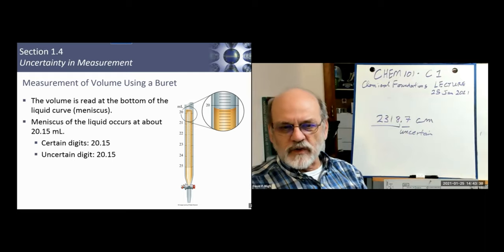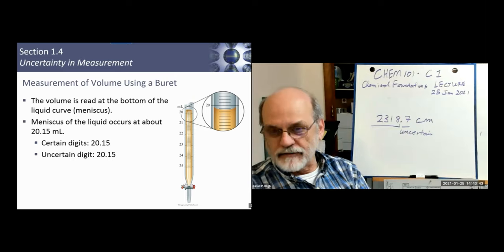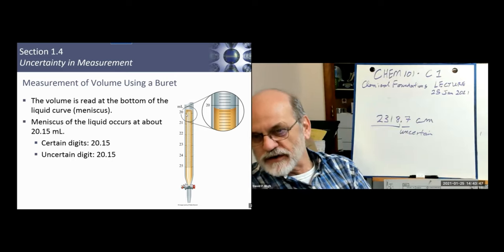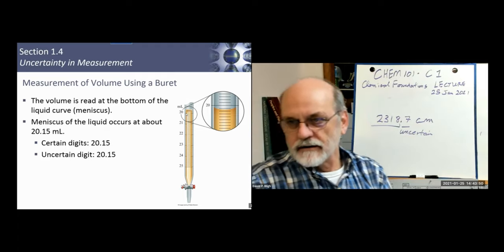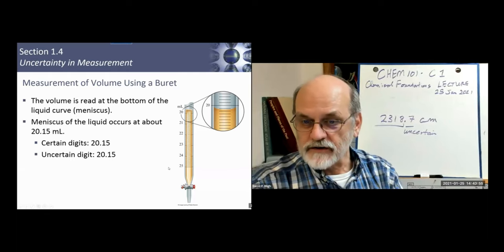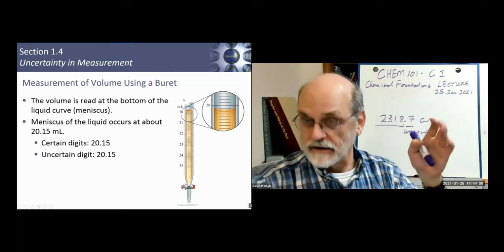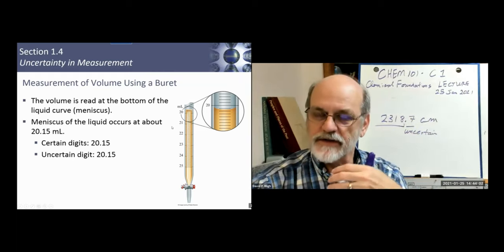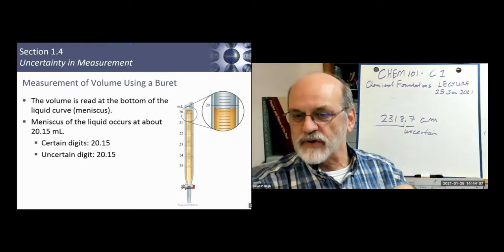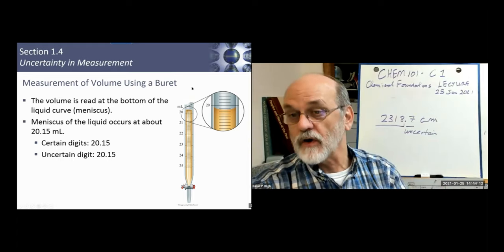Now, what does that have to do with taking measurements? Well, here's an example. We took this part of a burette and expanded it. And notice that in a burette, as opposed to a graduated cylinder, which marks from bottom to top, 10, 20, 30, 40, 50, because the graduated cylinder is designed to contain a volume, whereas a burette is designed to deliver a volume, so it's measured 0 from the top down.